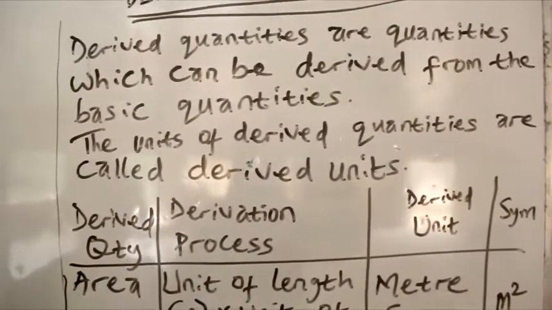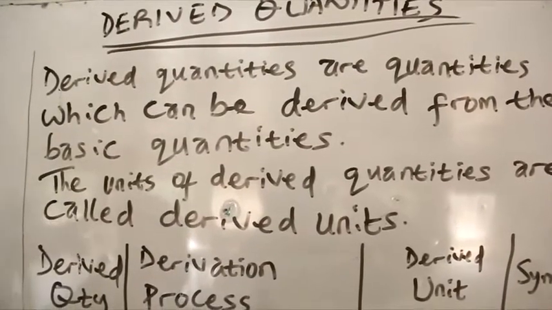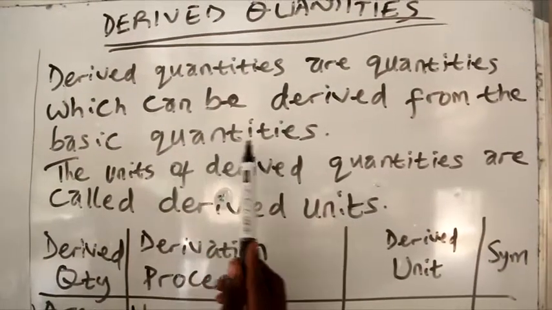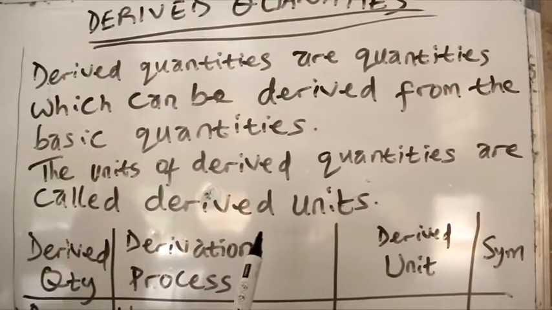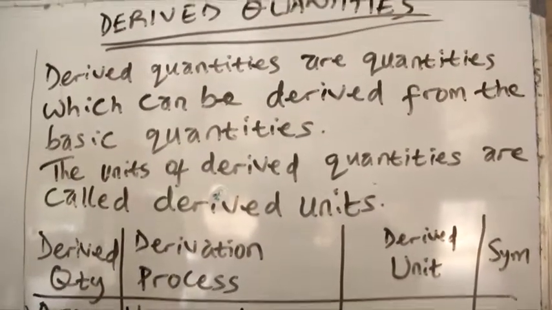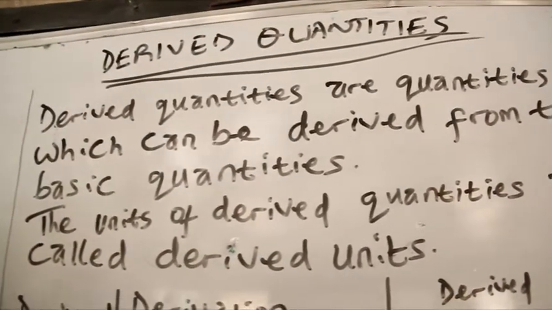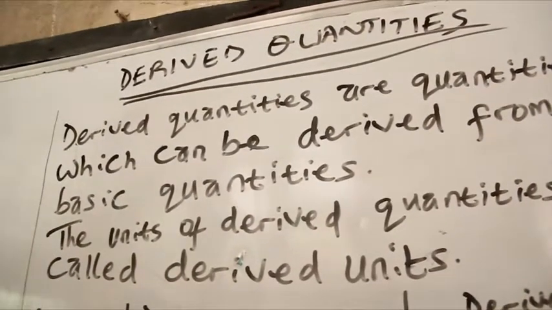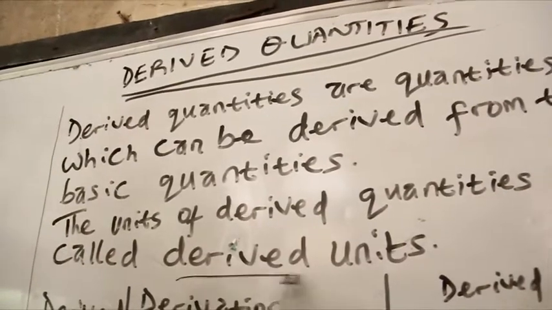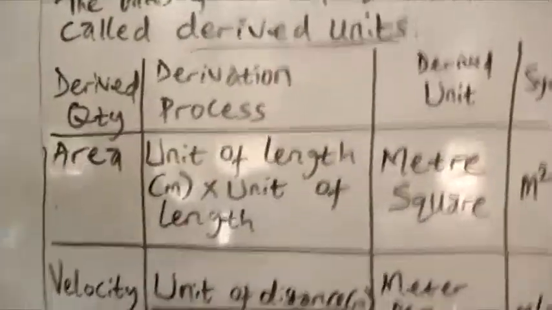Alright, let us look at the derived quantities. Derived quantities are quantities which are derived from the basic quantities. So derived quantities are gotten from the building blocks. The building blocks in this case are the fundamental quantities. The units of derived quantities are called derived units. So let's look at some examples of derived quantities.